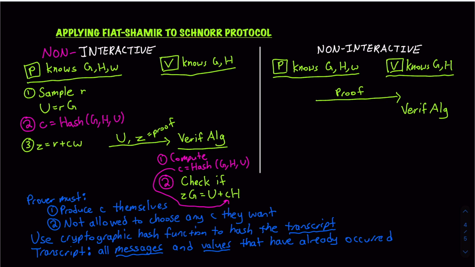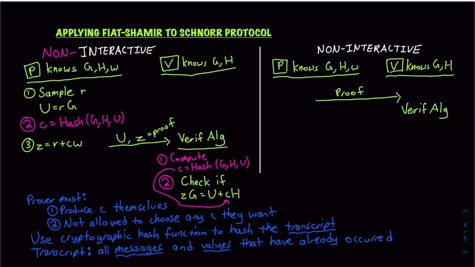If you pick random values Z and C, and then define U equals Z times G minus C times H, like we did before, the hash of G, H, U will almost never equal the C you picked. On the other hand, if you start with the valid U and compute C correctly by hashing, then producing a corresponding Z that satisfies Z times G equals U plus C times H, while also matching that hash, would require solving the discrete log problem or predicting the hash output, which are computationally infeasible. So this construction is secure.